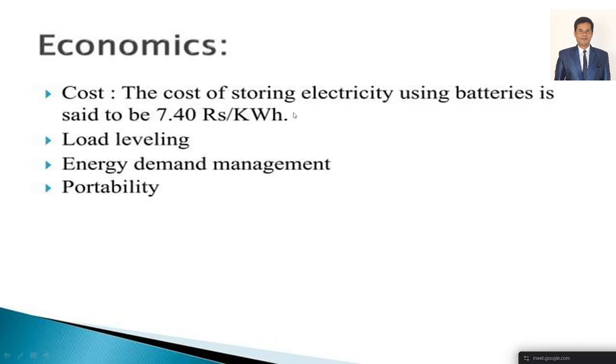Okay, so that is how we can satisfy the load leveling also. Energy demand management also can be done very easily. I hope it is very clear to you, this concept.